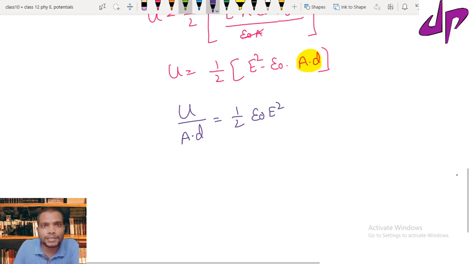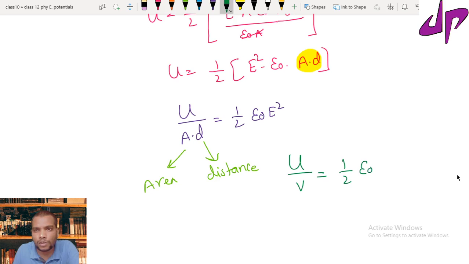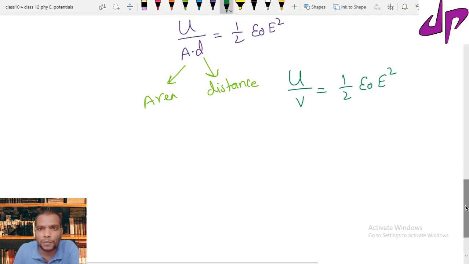Now here A is the area and d is the distance. So area times distance, what can we write? We can write the volume. So this total term gives us the volume. So we can write U upon V equal to half epsilon naught E square. U upon V is nothing but energy per unit volume.